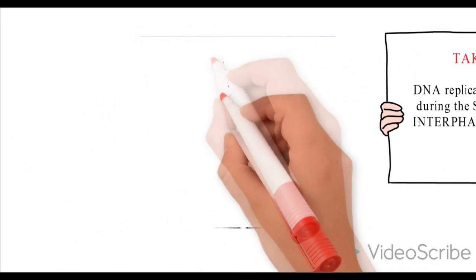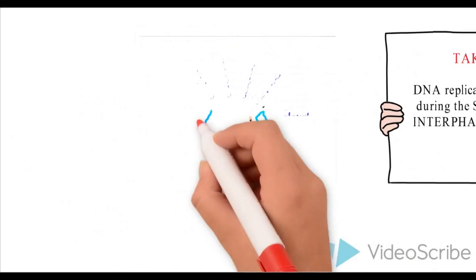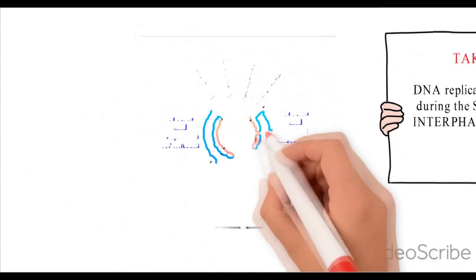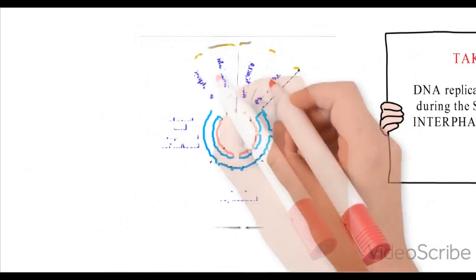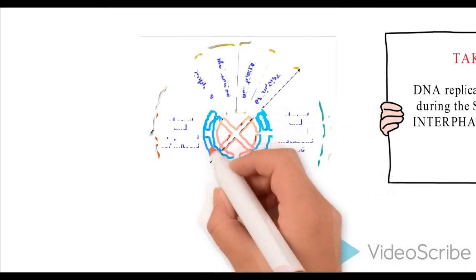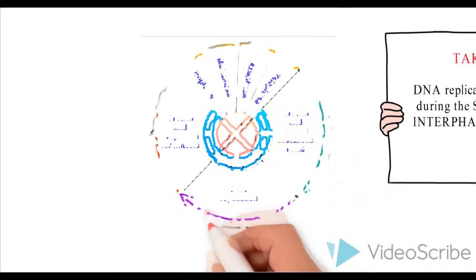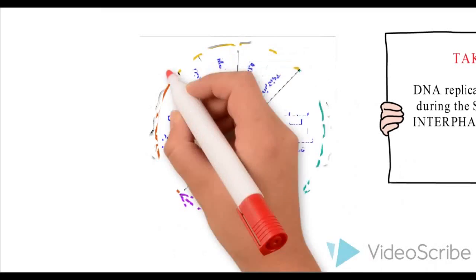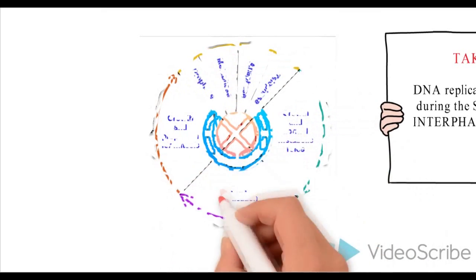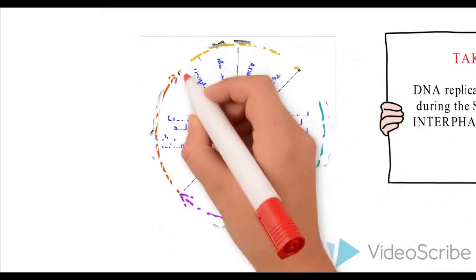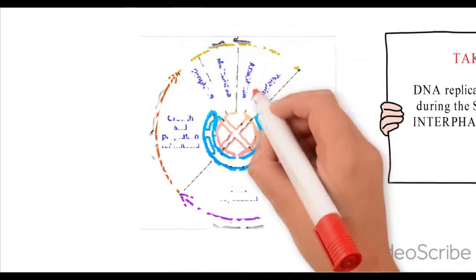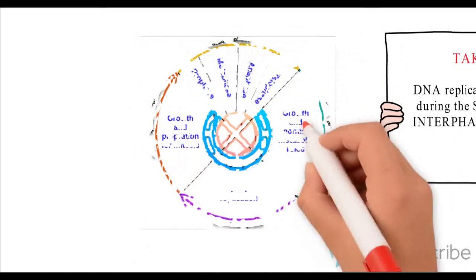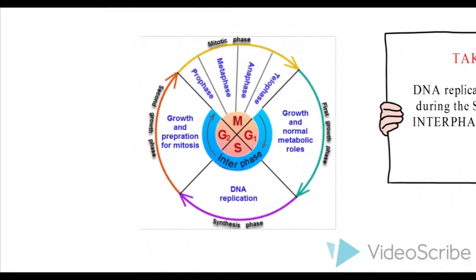If you remember, the cell cycle is divided into two major groups: interphase, which takes a big part of the cell cycle, and mitosis, which takes a short time. Also, interphase has three phases: G1 phase, S phase, which is DNA replication, and G2 phase. What about mitosis? It's divided into four phases: prophase, metaphase, anaphase, and telophase.